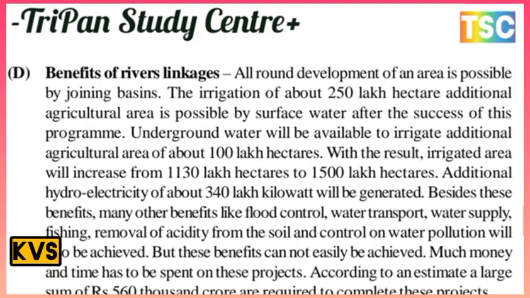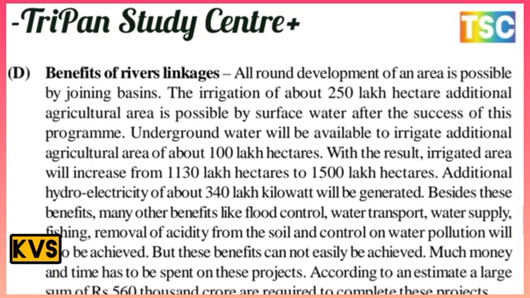The underground water will be available to irrigate an additional agricultural area of about 100 lakh hectares. As a result, the irrigated area will increase from 1,130 lakh hectares to 1,500 lakh hectares. Additional hydroelectricity of about 340 lakh kilowatts will be generated.